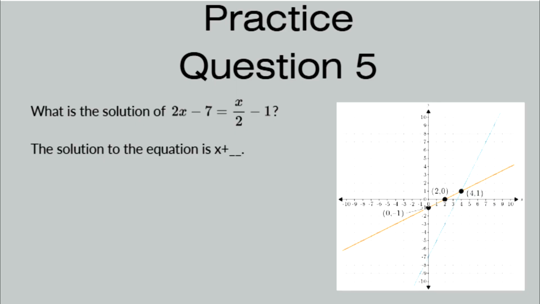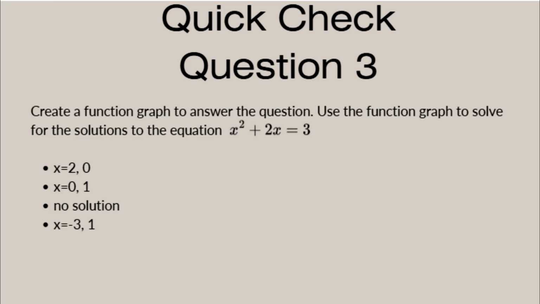Question number 5. What is the solution of 2x minus 7 equals x over 2 minus 1? Pause the video, figure it out, come back. This should be an equals. I apologize. It should be x equals what? The solution to the equation is where they intersect right there, and the only number that matters is x, so it's 4.